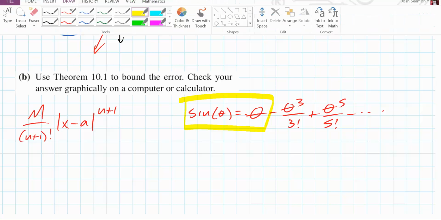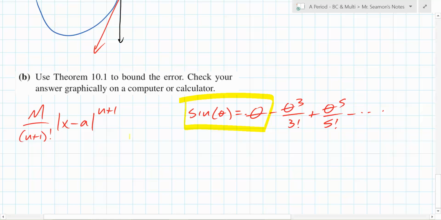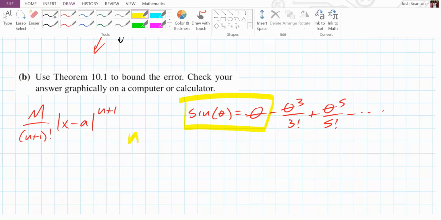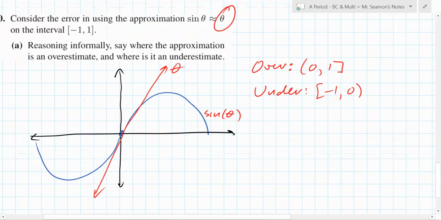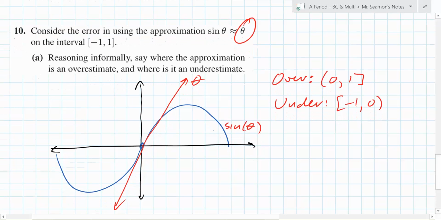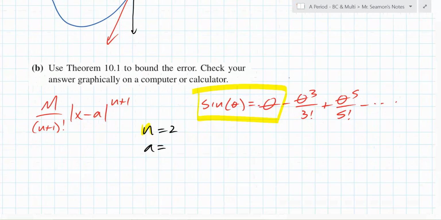If we use 2 on this one, we now say, okay, n is 2. Nice. And I'm going to use something other than the highlighter. n equals 2. What's our a value? I think it tells us, right? What is it? 0, because we use this, right? What is that centered around? 0. Now the real question is, what is your x value, right? That's what your question is.